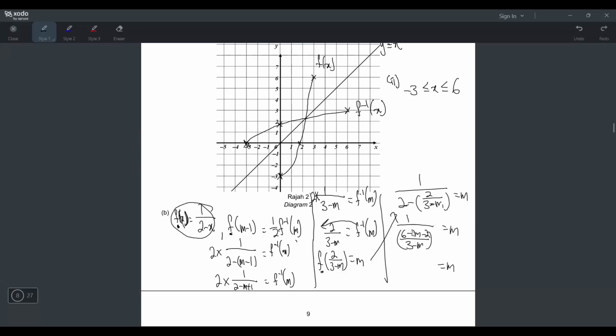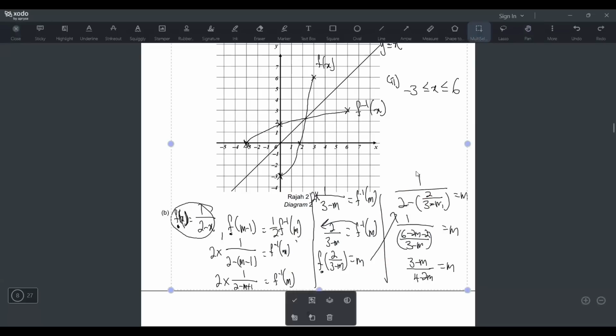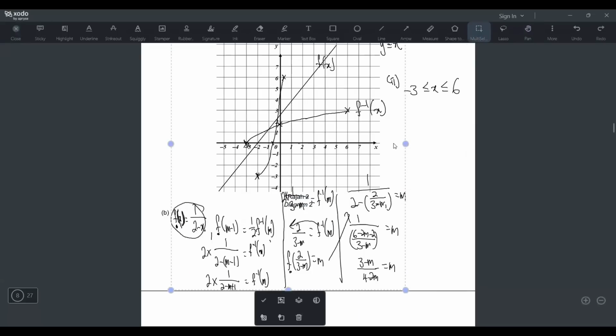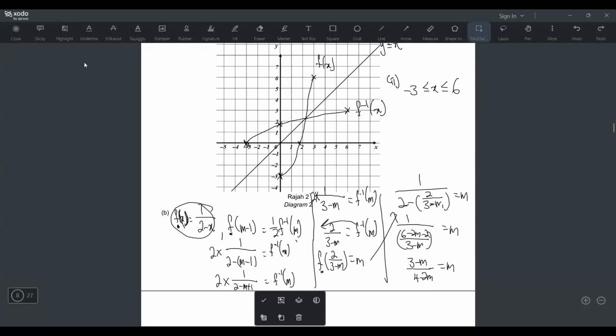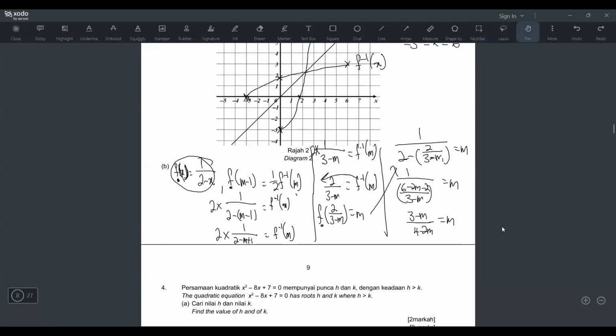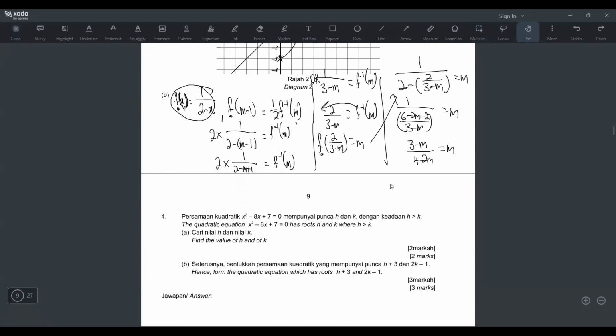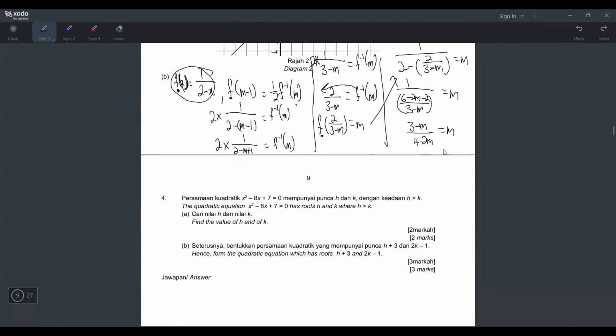And then now it becomes m. Okay, 1 divided by this one means 1 times this one flipped. So when you flip, you get 3 minus m, and then 6 minus 2 is 4 minus 2m, right? So now you end up here, and now you can continue. Okay, I need more space. Okay, actually, can I do it down here? Okay, I'll just do it down here. All right, so let's continue here.